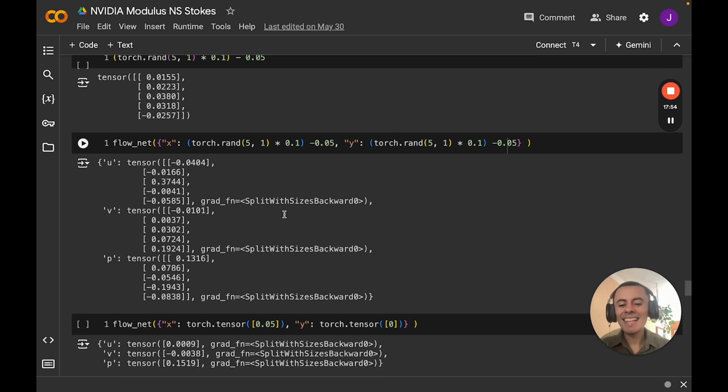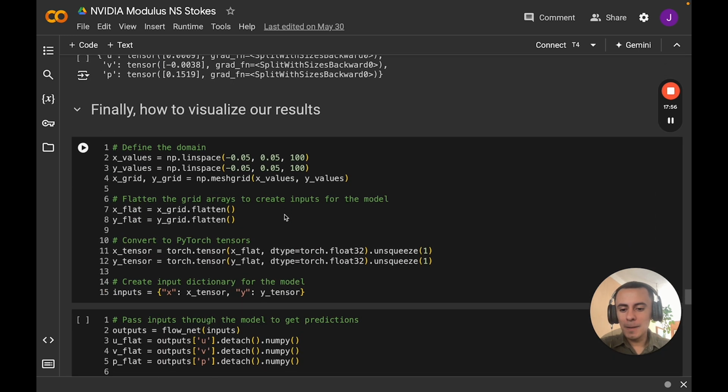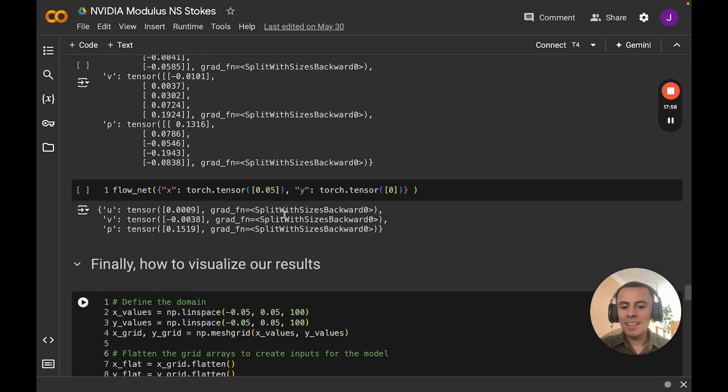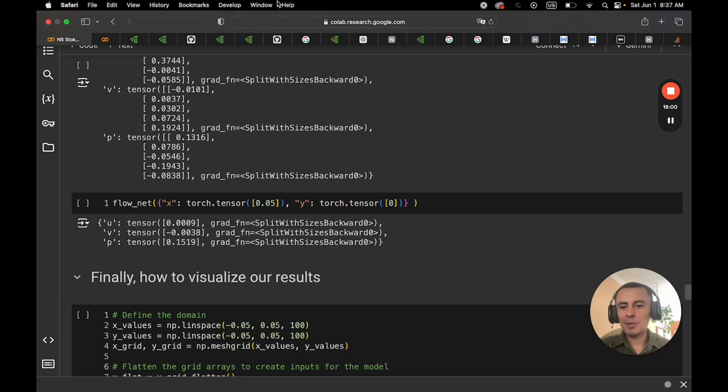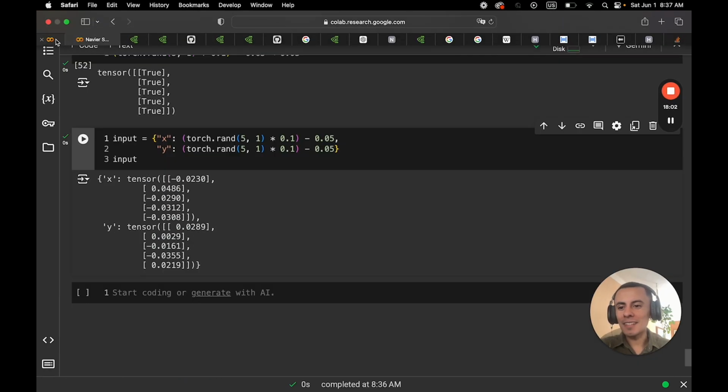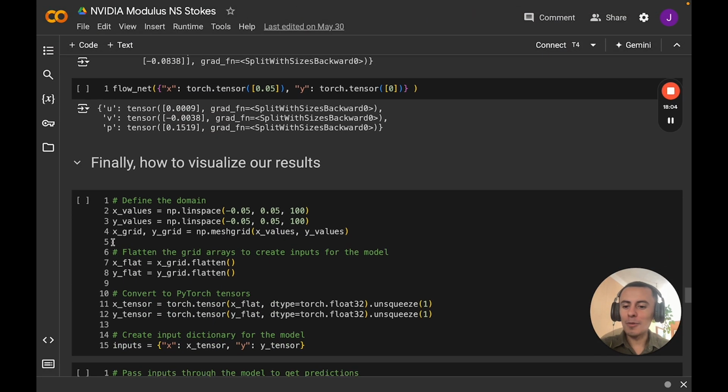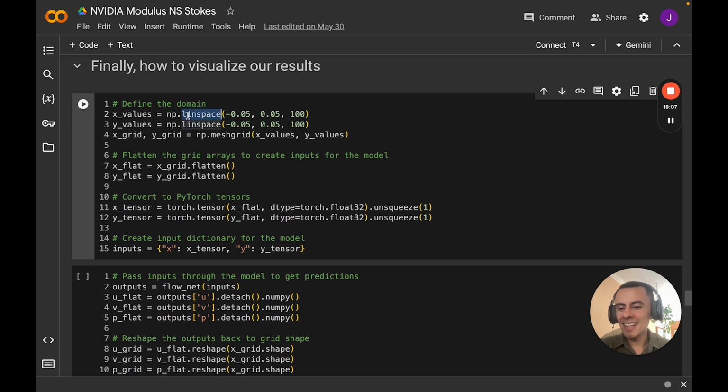Well, that's funny. I'm doing random numbers, right? You don't want them to be random. Yeah, the way we need to do it is like this. We need to define the x values and y values we want. We need to get a grid. Then we're going to flatten that grid, and then we're going to instantiate the tensors. Okay?